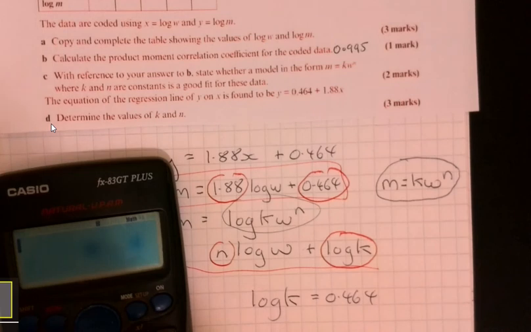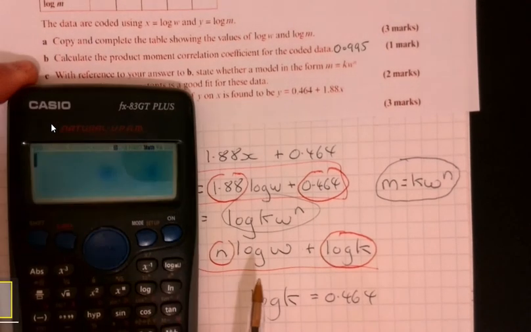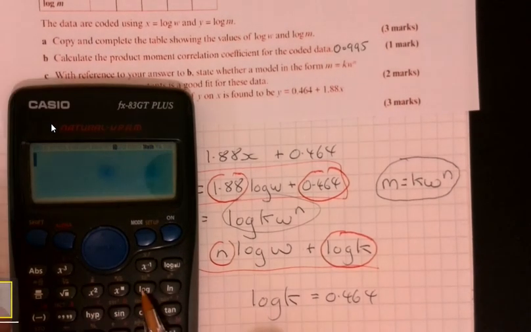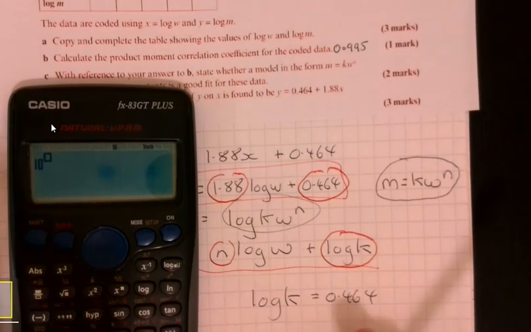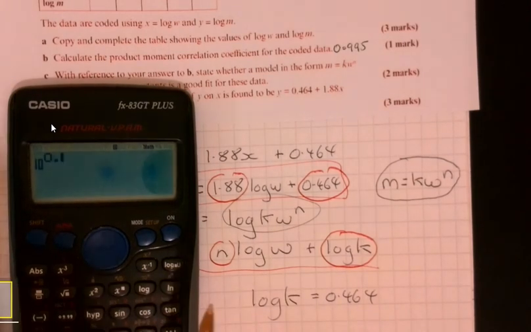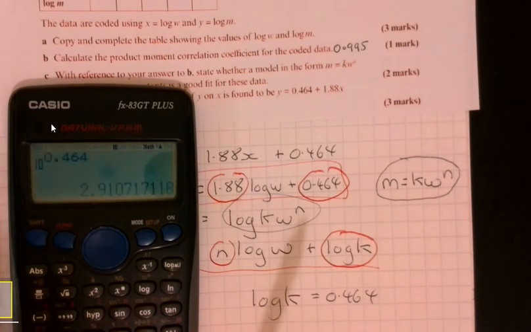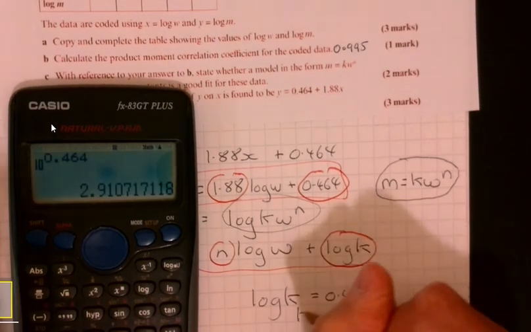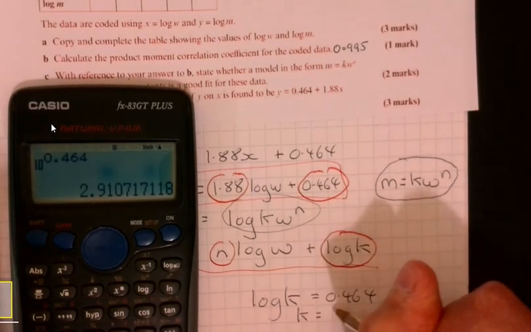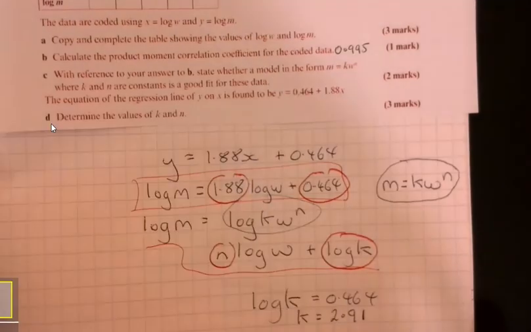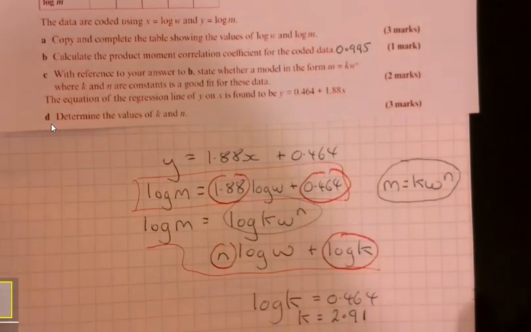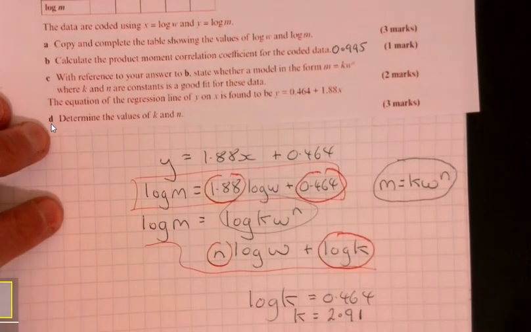Remember, you can also think, whoops, just so you can see which button I'm pointing at. You've got log. We use the inverse log. So we just do inverse log 0.464. Fingers crossed. So k must equal 2.91. I don't know if it says number of decimal places or significant figures. We'll do that.